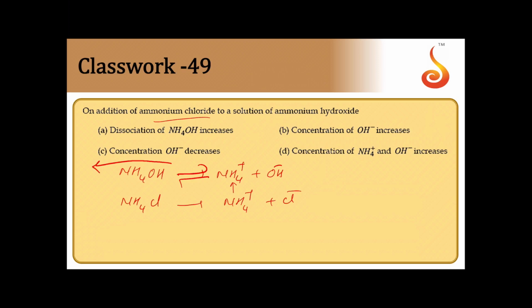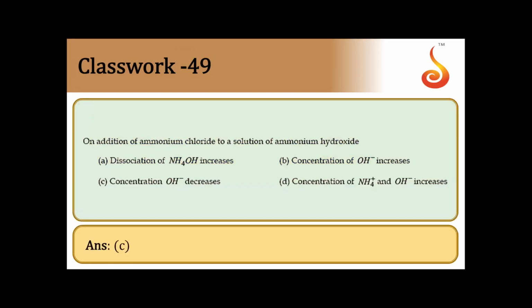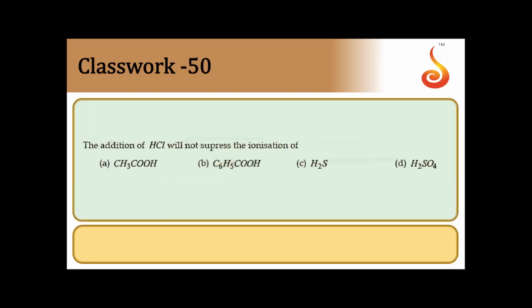So it means it decreases the ionization of ammonium hydroxide. It will be decreasing the concentration of OH minus ions. So the option is C. Because it moves in the backward direction, this value gets reduced here. We are applying the common ion effect here. So the concentration of OH minus ion decreases.